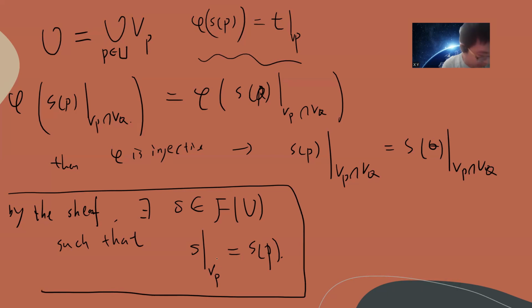Now you have already found the global section on the left hand side. The remaining step is to show that phi of S is just T. So this proves the surjectivity. Why is this true? Because this is trivial.